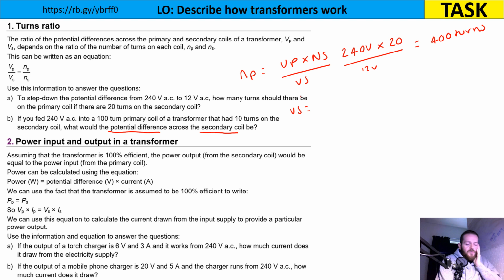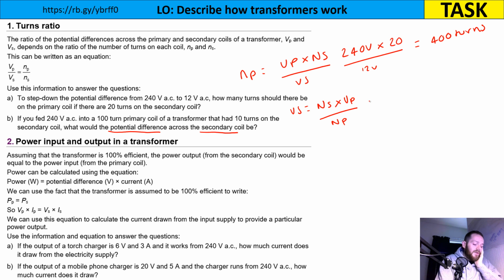Okay, well, I should have made the S smaller there. My mistake. So if you rearrange this equation to find VS, it's the number of turns on the secondary coil multiplied by the voltage on the primary coil divided by the number of turns on the primary coil.